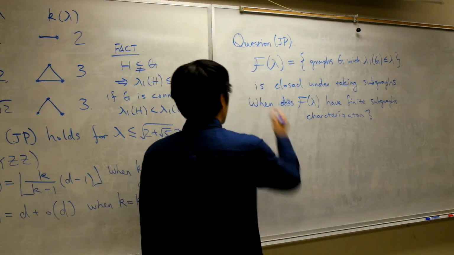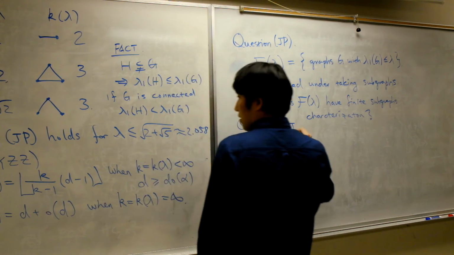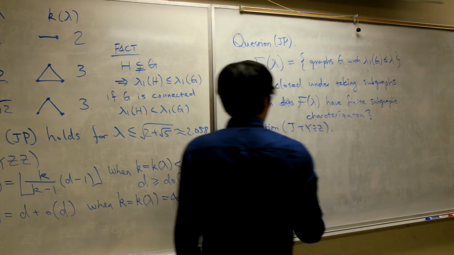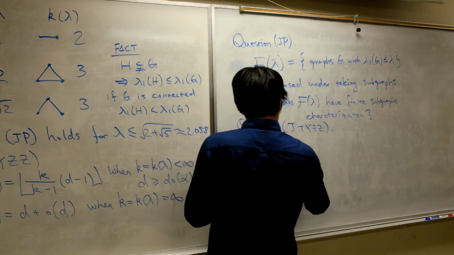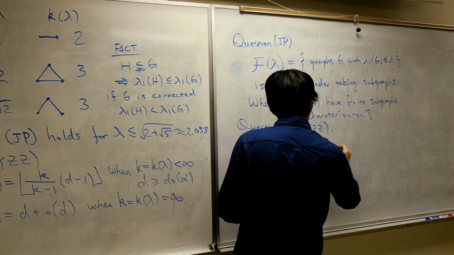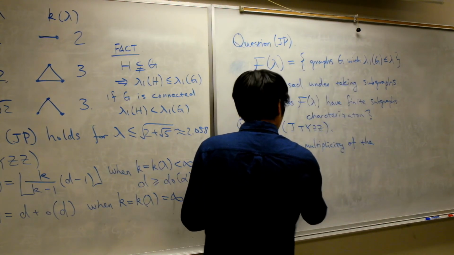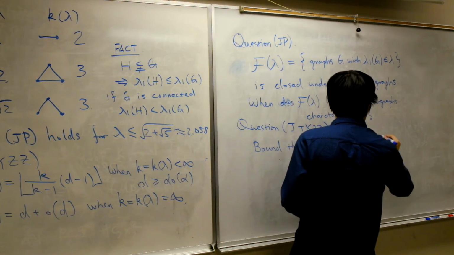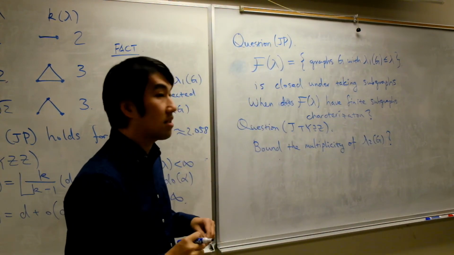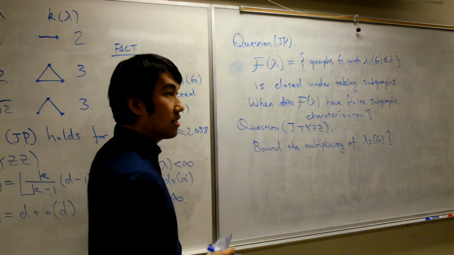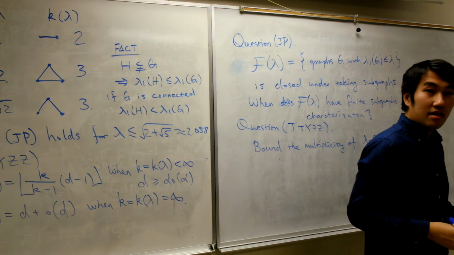And for the second result, we try to understand the following problem. We want to actually bound the multiplicity of, let me just say, lambda 2 of G. Given a graph G, can we actually bound the multiplicity of the second largest eigenvalue? And answering those two questions enabled us to prove results about equiangular lines. Any question before I move on?